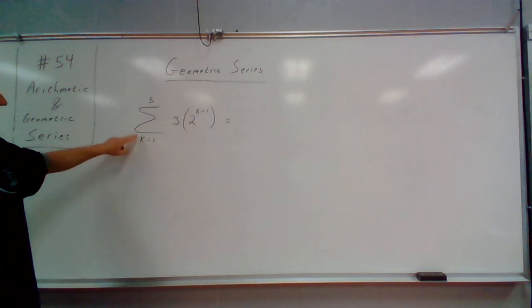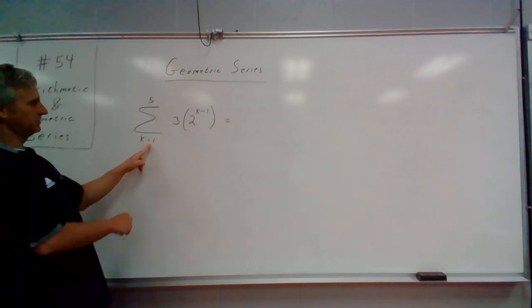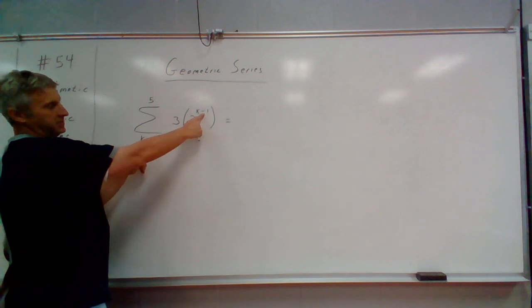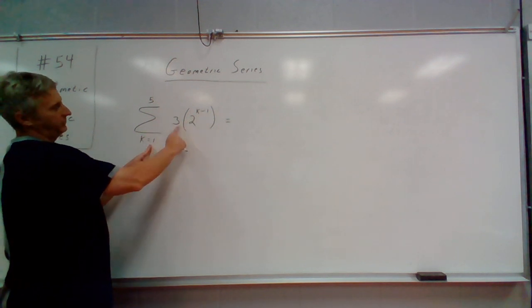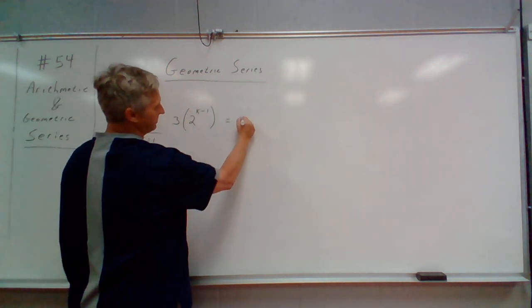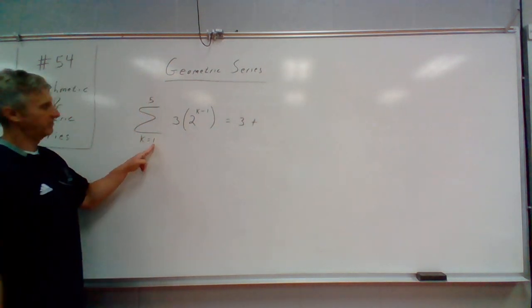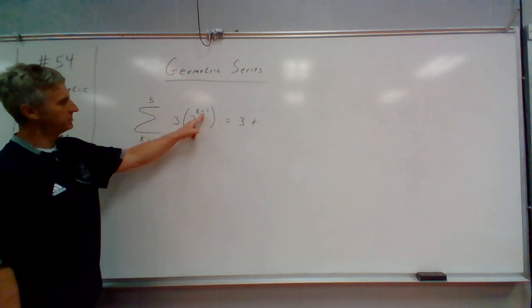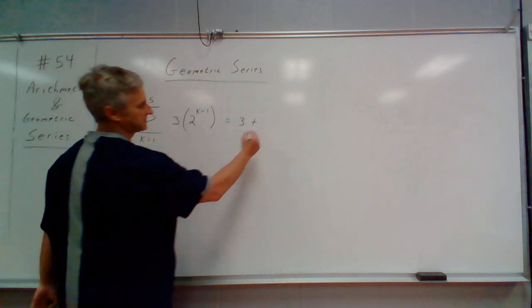I'm going to do the sum of the first 5 terms. So k is going to be 1, so I'm going to put a 1 in here. 1 minus 1 is 0. 2 to the 0 is 1. 3 times 1 is 3. So my first term will be 3. Then I'm going to put in a 2 for k. 2 minus 1 is 1. 2 to the first is 2. 3 times 2 is 6.